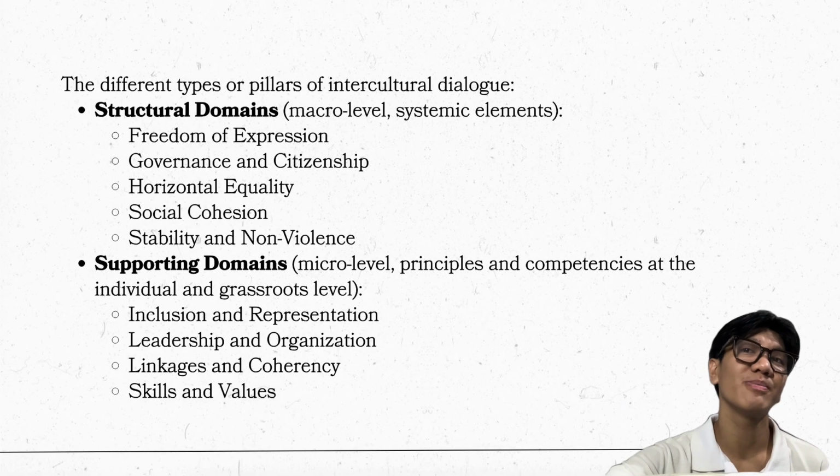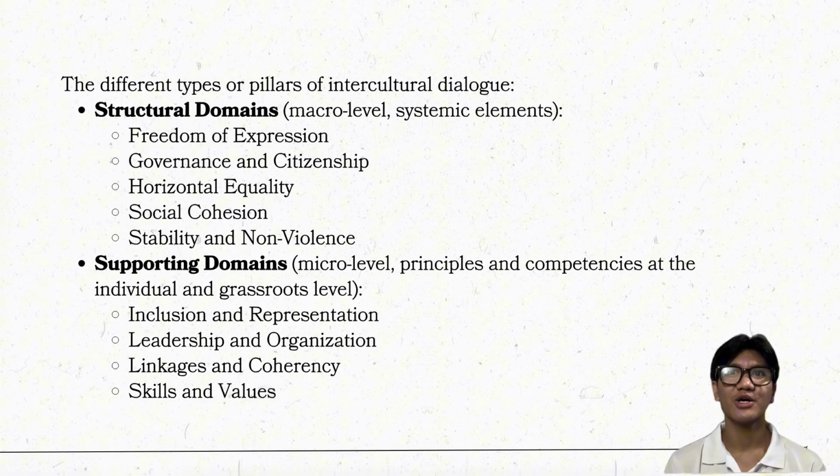Now let's move on to the pillars of intercultural dialogue. To sustain intercultural dialogue, UNESCO identifies two main pillars. At the macro level are structural domains, such as freedom of expression, good governance, equality, social cohesion, and nonviolence. These provide the environment where dialogue can even take place. At the micro level are supporting domains: inclusion, leadership, coherence, values, and competencies. These are the daily practices that individuals must live out.